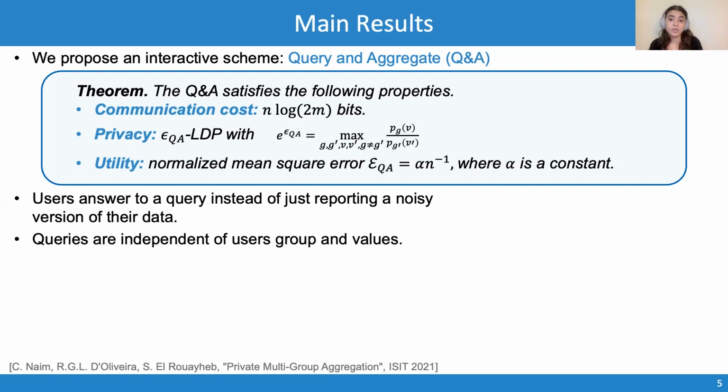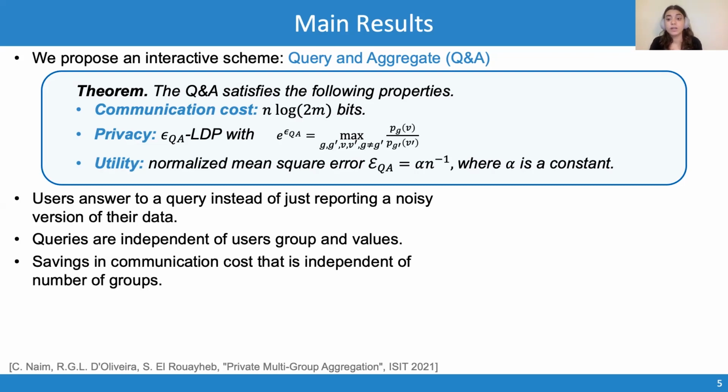An important feature of our scheme is that the assigned queries are completely independent of the user's values and groups. This is powerful because it means that the queries can be assigned as part of the scheme agreement, or they can be done at off-peak times, which allows a reduction in the communication cost. We completely characterize the scheme's performance in terms of communication cost, privacy, and utility. And what's interesting is that the communication cost is independent of the number of groups K.